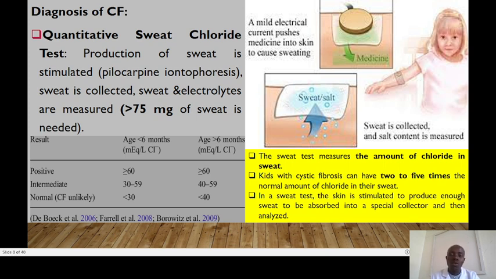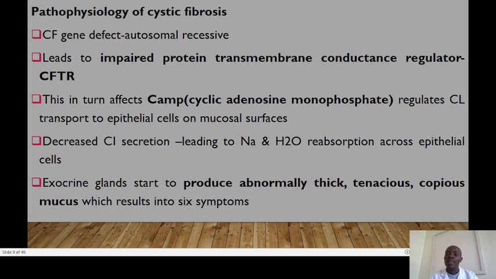Okay, remember, for you to get the best result, you must use at least 75 milligrams of sweat so as to get satisfactory results of the test. For the pathophysiology of cystic fibrosis, we have already said we will have a cystic gene defect, which is autosomal recessive. That means you have to get the copy from the mother and the dad.